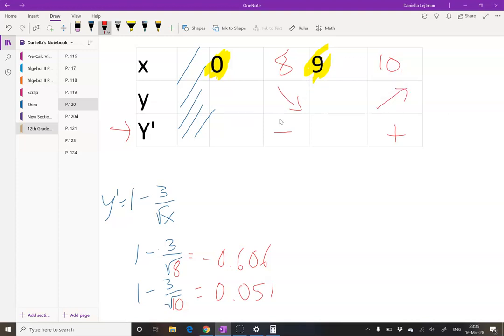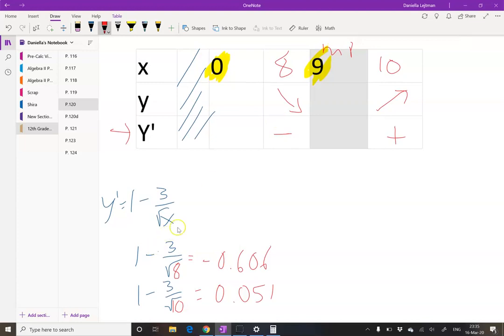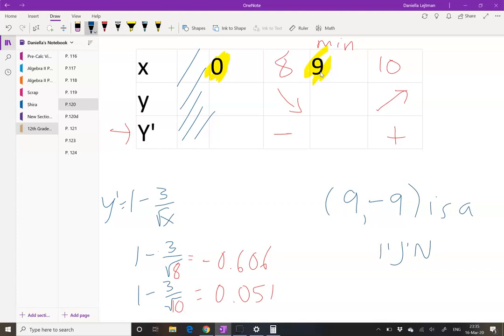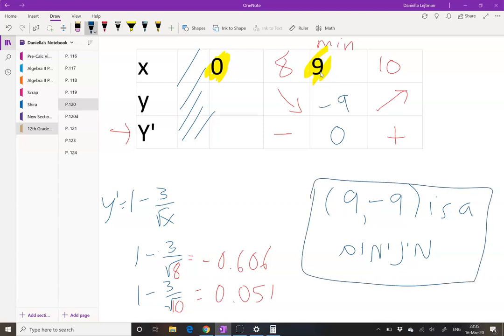So I'm going to draw an arrow that's going up. Okay, which means that what do you know about 9? 9 is going to be going from down to up, which means it's going to be a minimum. So I'm going to write min on top here, min. And I write min over here, which means that this is going to be a min and no 0 is where it starts. So therefore, I have finished solving the problem. The point 9, negative 9 is a minimum. Okay, 9, negative 9 is a minimum. So that's the answer to the problem. Let's do another problem in the next video.